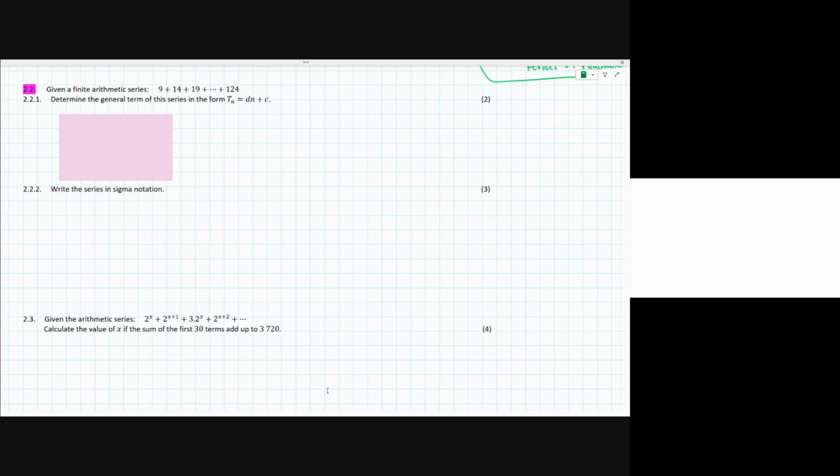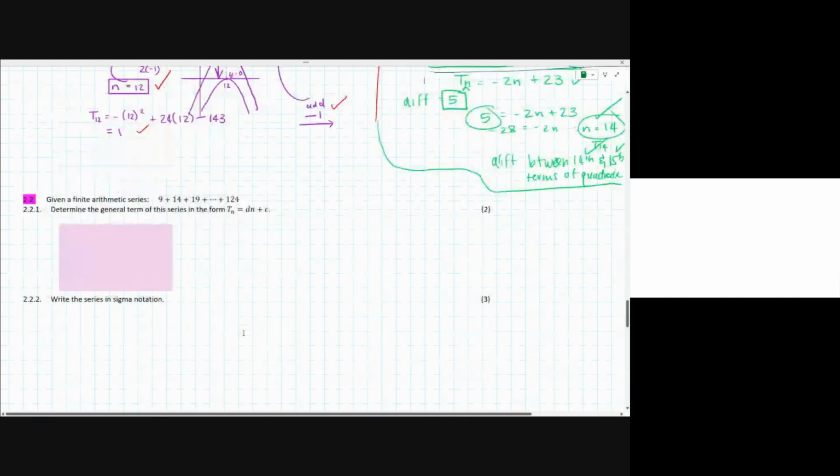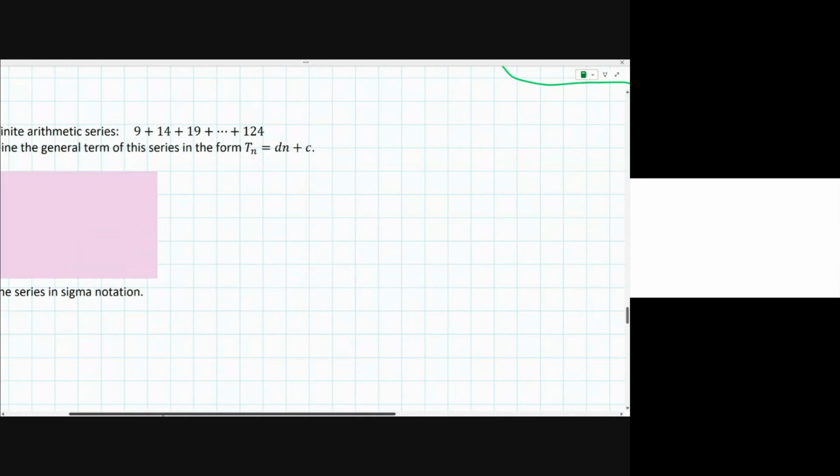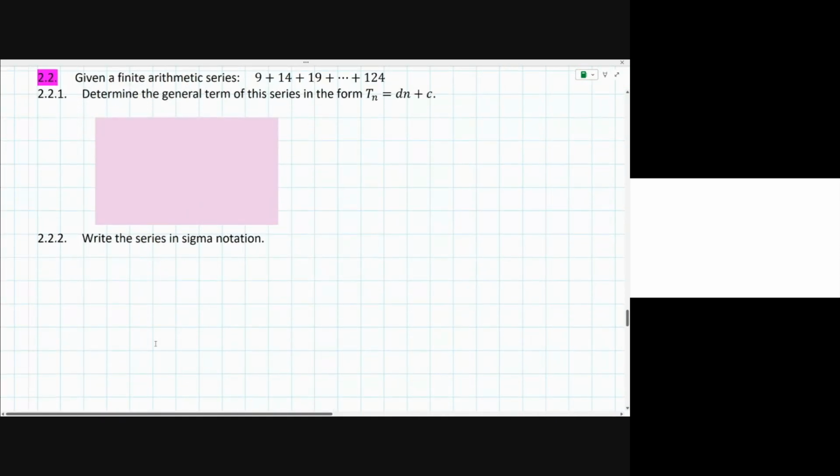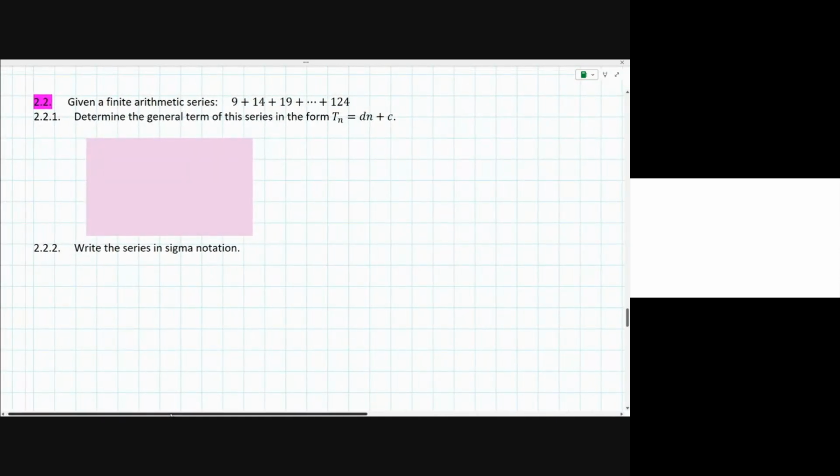Okay, so this question here, we have a finite arithmetic series. So firstly, finite means it ends. Now, generally speaking, when we tell you that it is finite, we will generally either tell you how many terms it has. Let me make this bigger. This seems ridiculously small. Yeah, there we go. Now I can actually see what I'm doing. That seems ridiculously big. Okay, anyways, whatever.